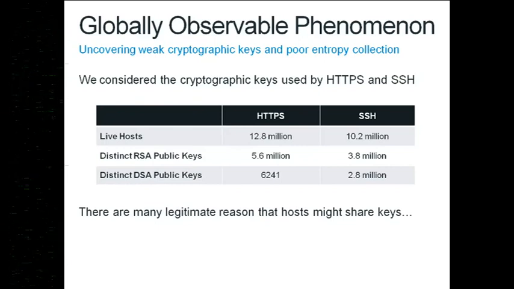One really interesting thing we found is that even though we found on the order of, for HTTPS, almost 13 million listening hosts, for SSH about 10 million hosts, the number of actual distinct, different public keys is much, much lower than that. So we have less than half the number of distinct public keys for HTTPS as we have hosts. This means there is a very large amount of duplication of keys, the same key used on multiple systems.